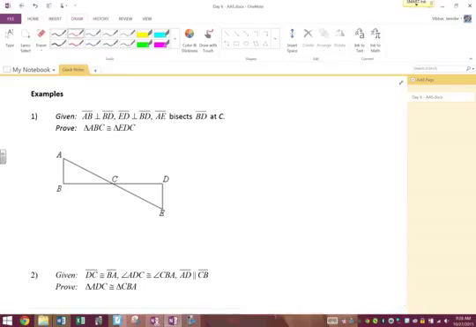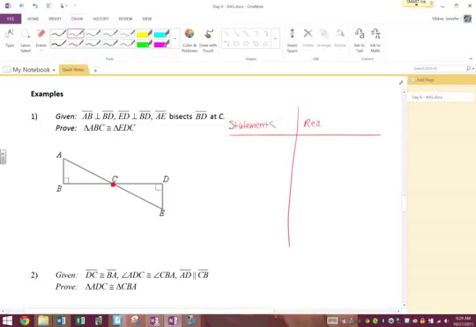All right, so we are given that AB is perpendicular to BD, and CD is perpendicular to DE, and AE bisects BD at C. So C bisects something. Prove that the triangles are congruent. Okay, I can do that. So we have statements.